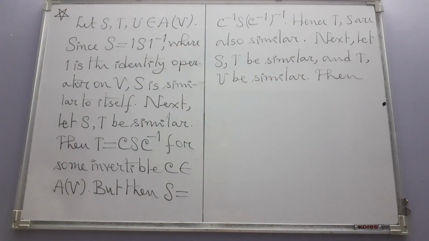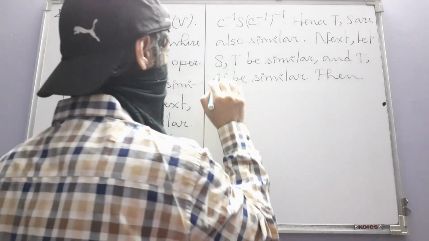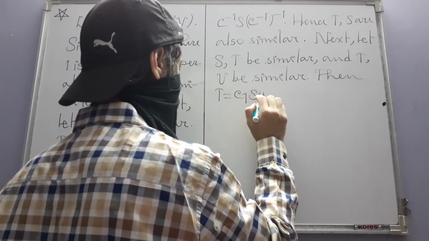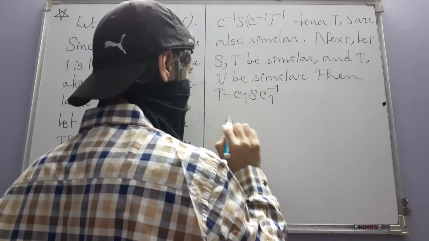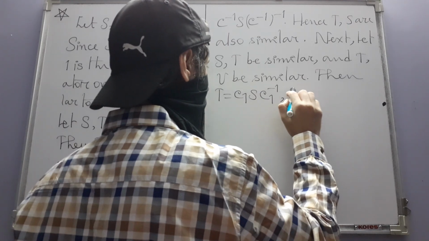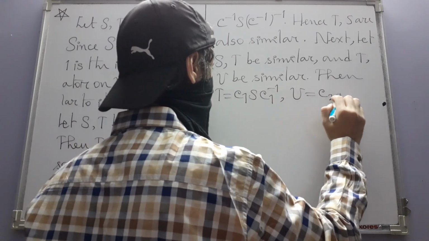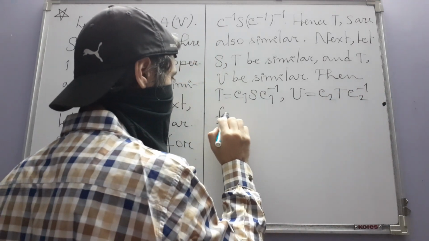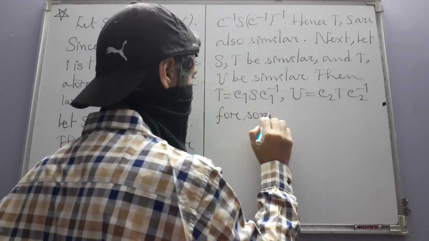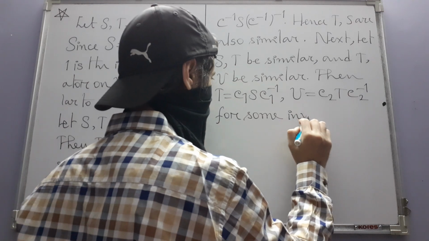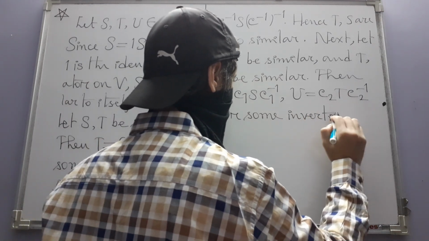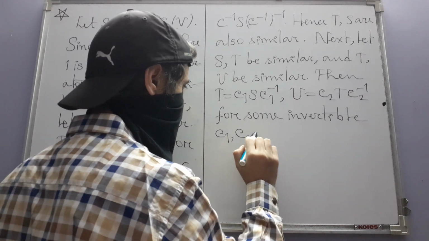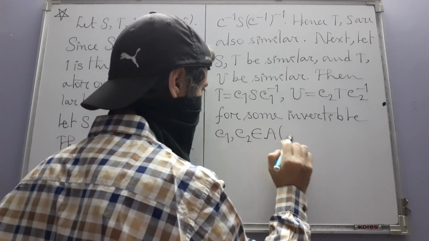Then we will have two equations: T is equal to C1 S C1 inverse, and U is equal to C2 T C2 inverse, for some invertible elements C1 and C2 in our algebra.